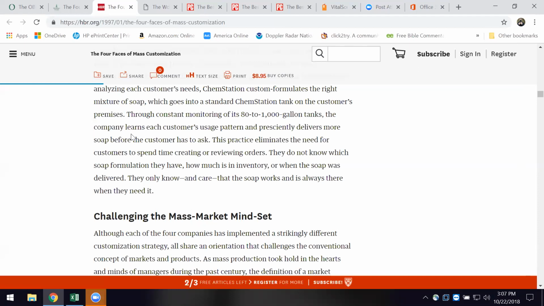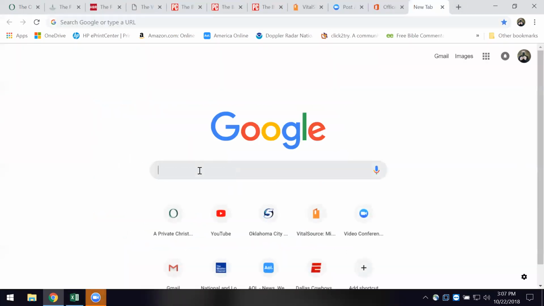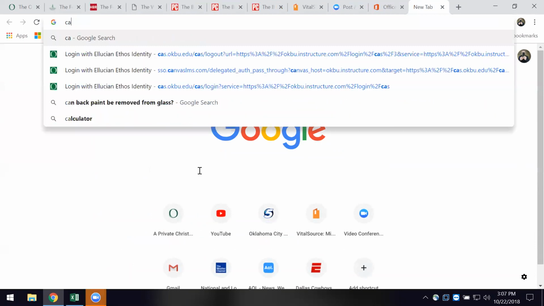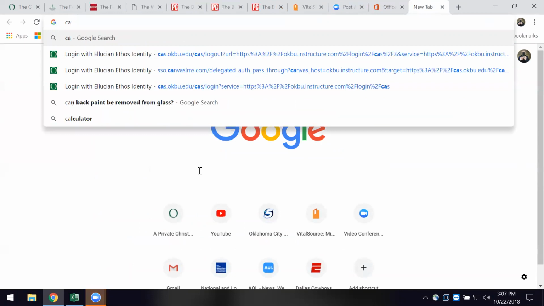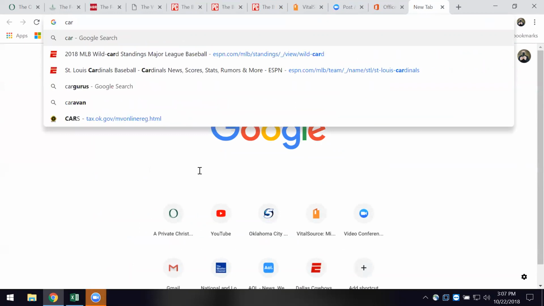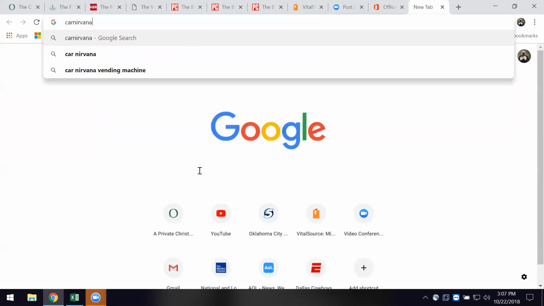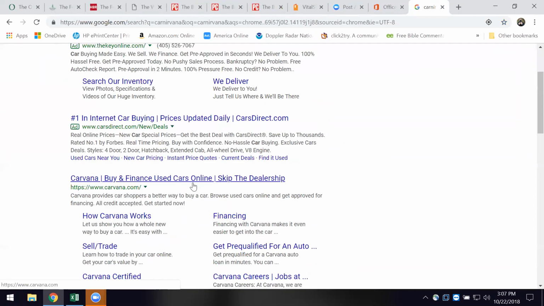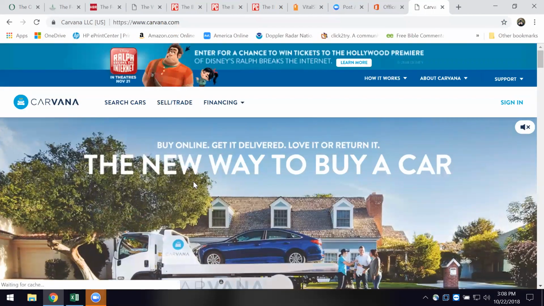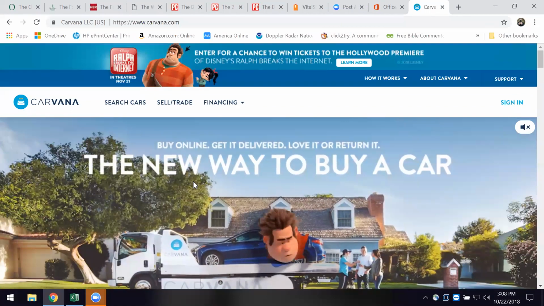Clothes, vehicles. Any of you heard of, is it Car Nirvana? Is that what it's called? Let's open up a new tab, all right? And we're going to do just a quick exploration here. I think it's called Car Nirvana. Yeah. Now, here's some people that have decided to enter the space of selling vehicles, and they're taking a very different approach.